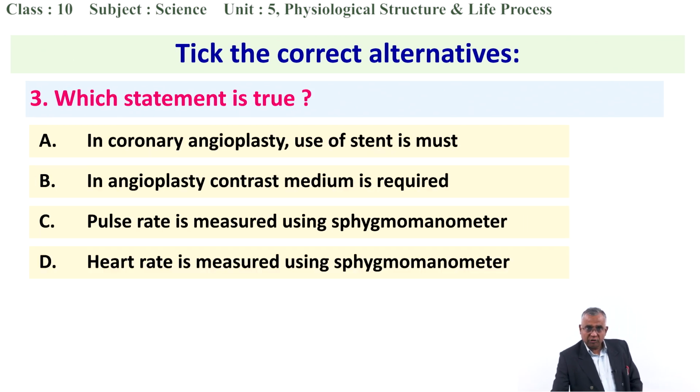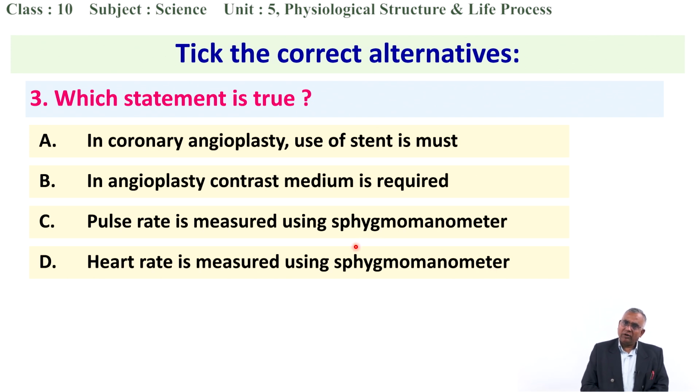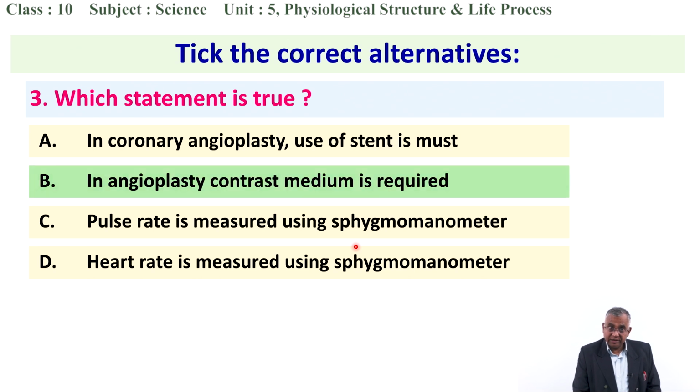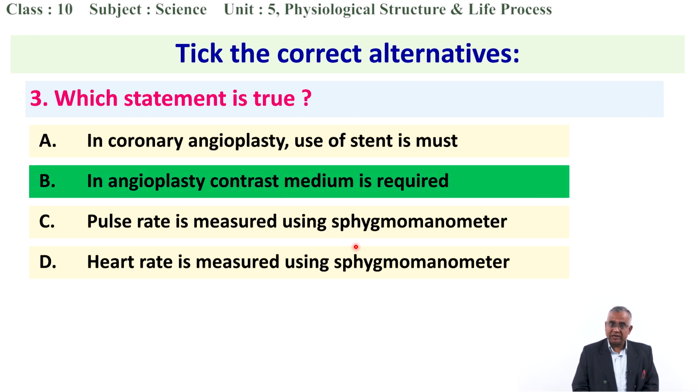Okay, now next question is, which statement is true? A, in coronary angioplasty, use of stent is must. B, in angioplasty, contrast medium is required. C, pulse rate is measured using sphygmomanometer. D, heart rate is measured using sphygmomanometer. So, what may be the correct answer? It is B. In angioplasty, contrast medium is required, because here stent may or may not be used. Sphygmomanometer is used for blood pressure, not for pulse rate or heart rate. So, they are not correct answers.